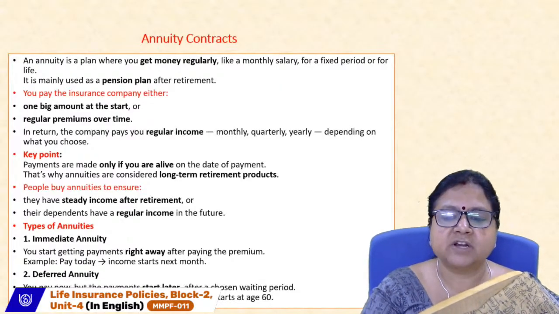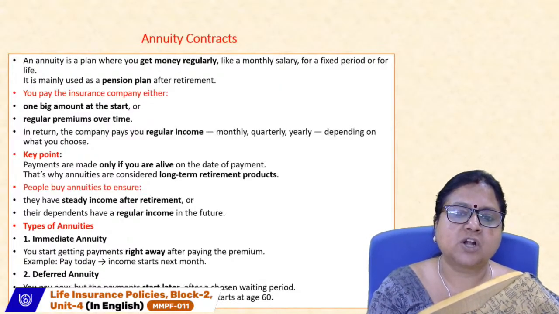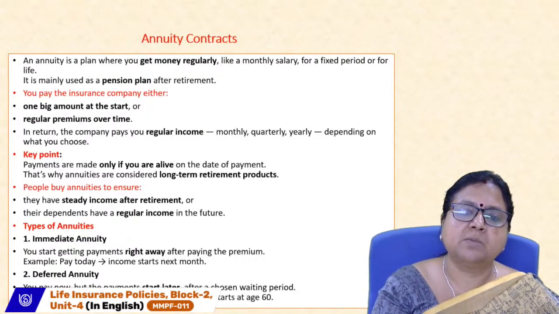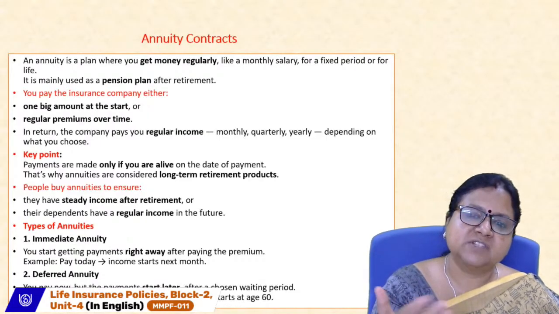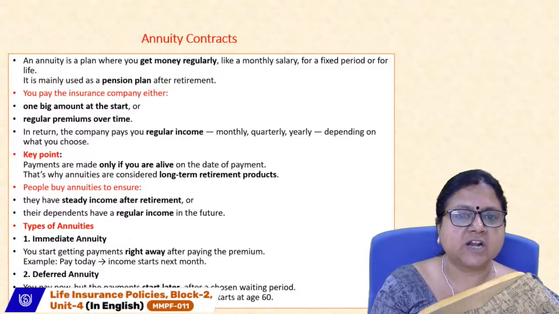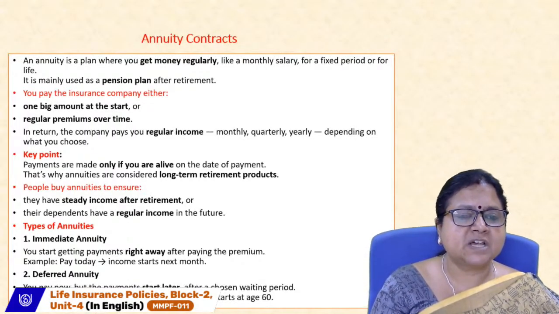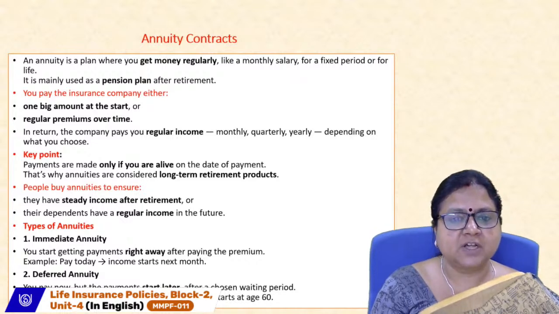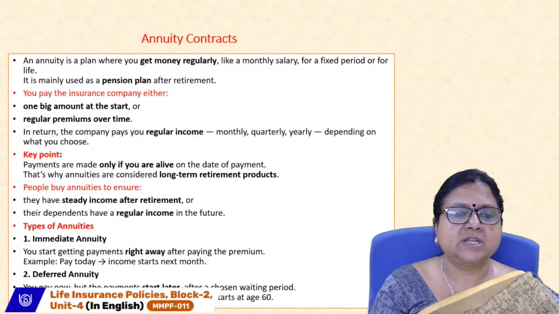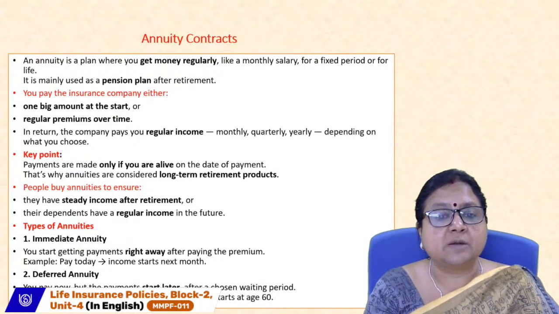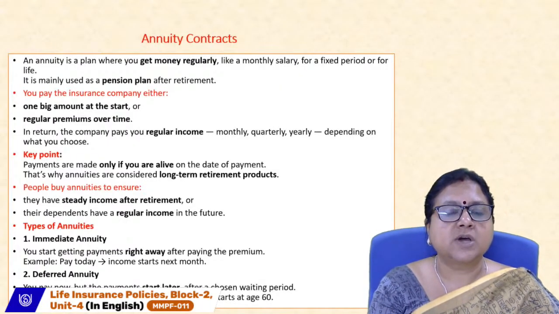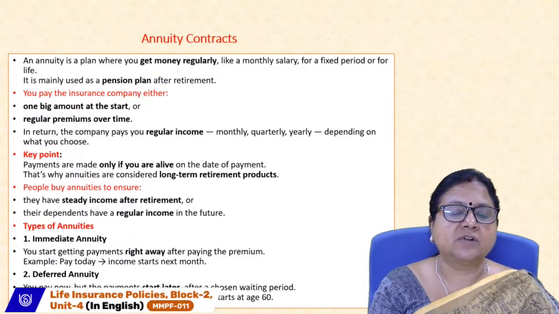When you get monthly, you get a fixed amount monthly. When quarterly, you get a fixed, equal amount quarterly. That is why it is known as an annuity contract. Payments are made only if you are alive on the date of payment. That's why annuities are considered long-term retirement products. You are going to get these only post-retirement.